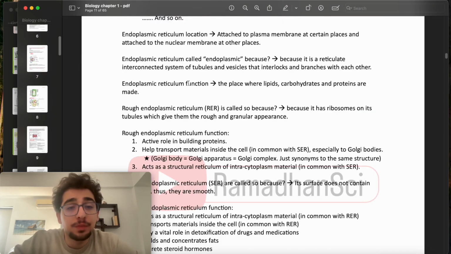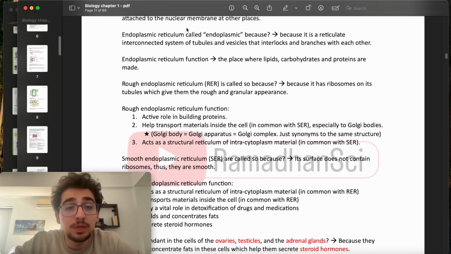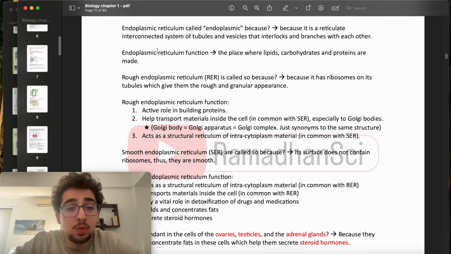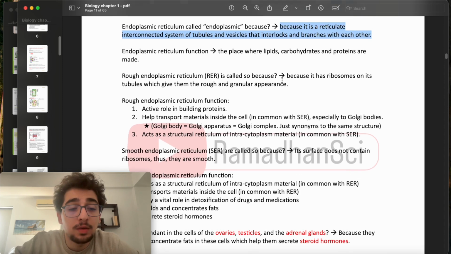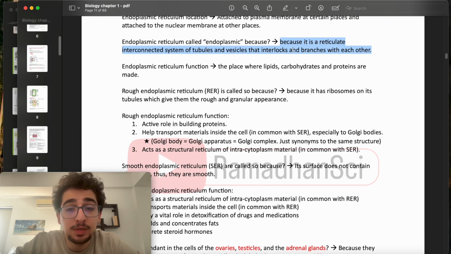Alright, so the endoplasmic reticulum, we discussed the location already. We will talk about a question you can get: why is it called endoplasmic reticulum? Because it is a reticulate, interconnected system of tubules and vesicles that interlocks and branches with each other. It's very possible that you might get a question like that. Why is endoplasmic reticulum called so? This is the reason here.